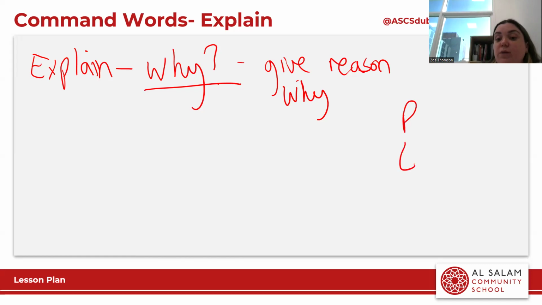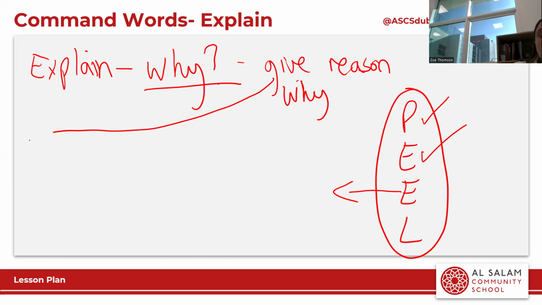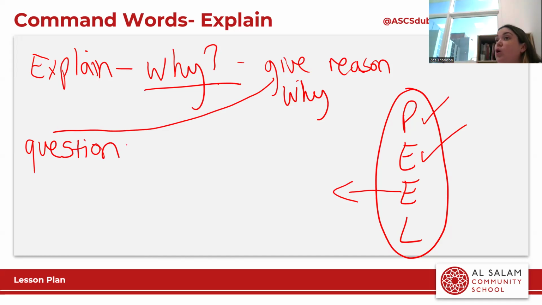And when we think of our PEEL chain, point, evidence, explain, link, it is all 4 of them. Okay, now this is very important because we are very good at the point, we are very good at the evidence, but we are not very good at the explain. Because when I say why, and I'm saying give reasons, we need to make sure we are linking this to the question. And this is another example where we need to make sure we are explaining it historically.